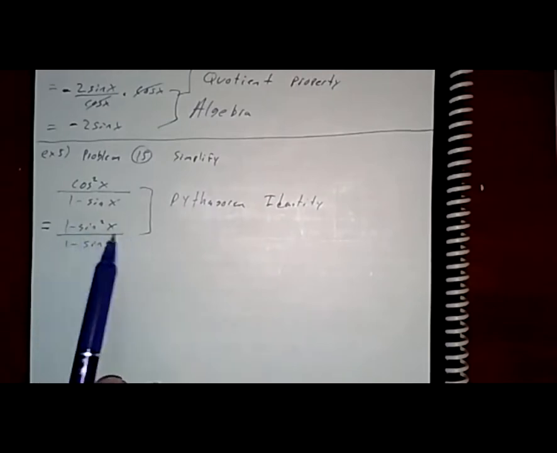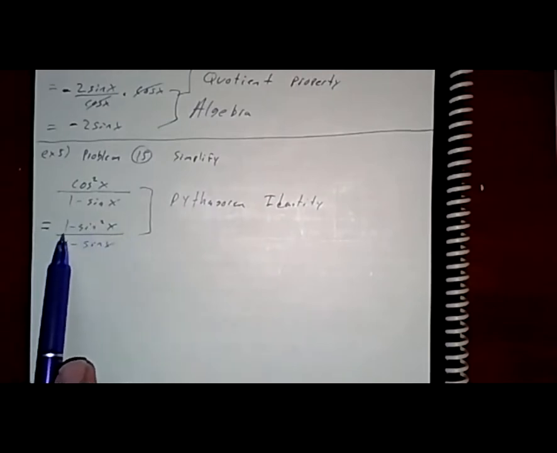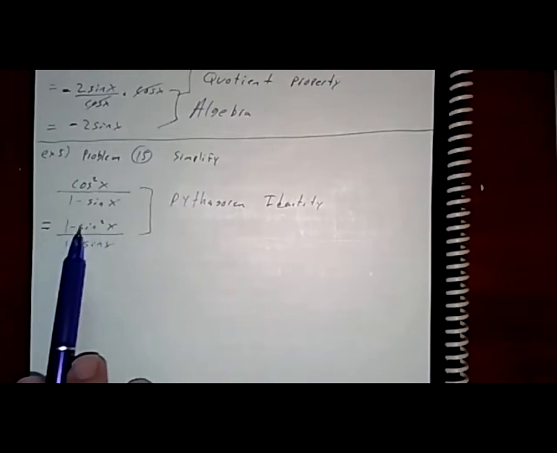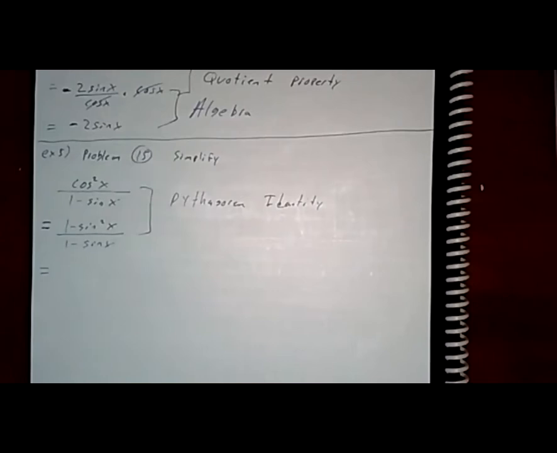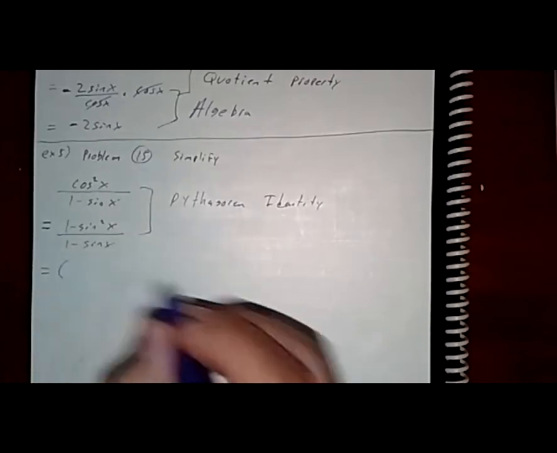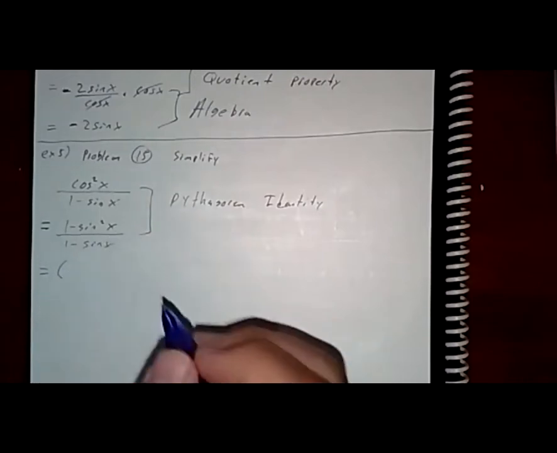Now at this point, we can do algebra. What is 1 minus sine squared? How do we factor this? Do you remember? Is it familiar? Yeah, this is going to be a difference of squares. Do you guys remember the difference of squares?